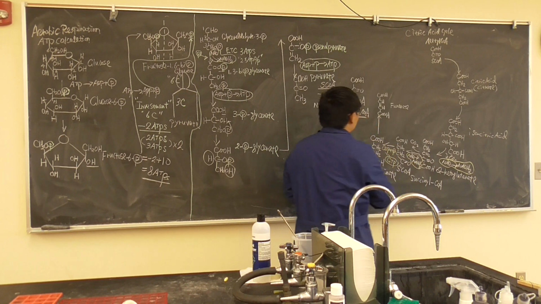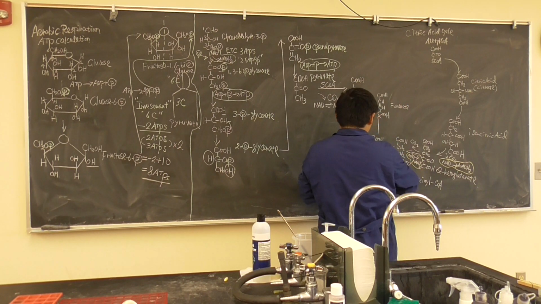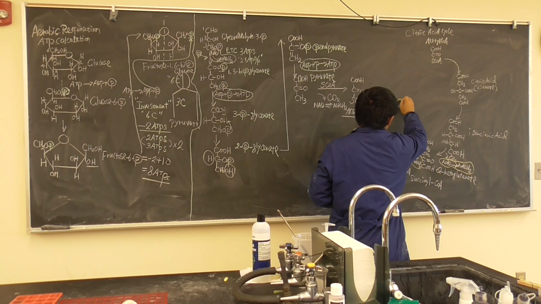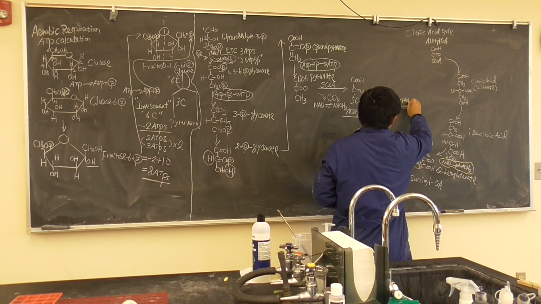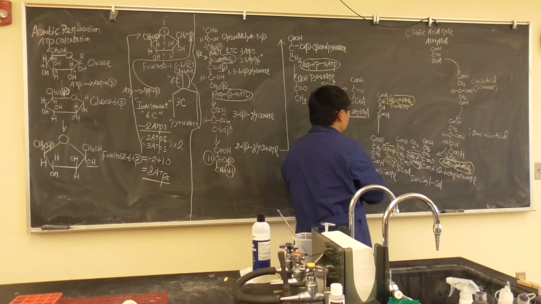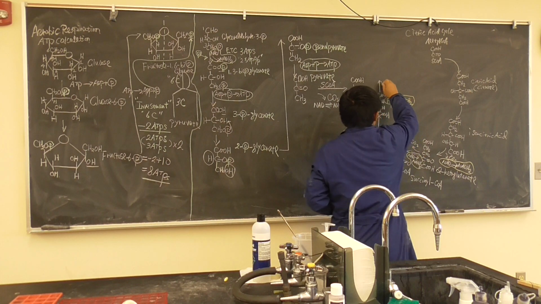Fumarate. Okay. Now where does this H go? H goes with FAD, flavin adenine dinucleotide, and becomes FADH2. This is fumarate, so we also circle it. Then fumarate goes here. When you see these double bonds, it's very easy. You're going to have to make them back.